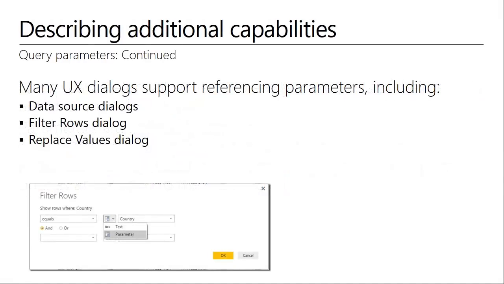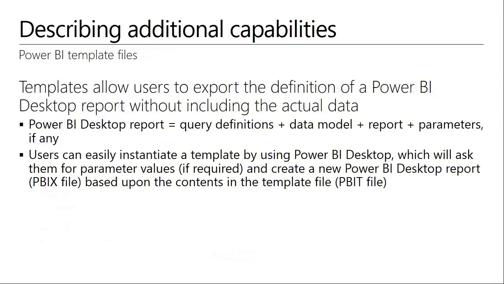Many dialog windows support referencing parameters, including data source dialogues, filter row dialogues, and replace value dialogues. Power BI template files allow users to export the definition of the Power BI desktop report without including the actual data. Users can then easily instantiate a template and then, passing in parameter values, generate their own Power BI desktop file.